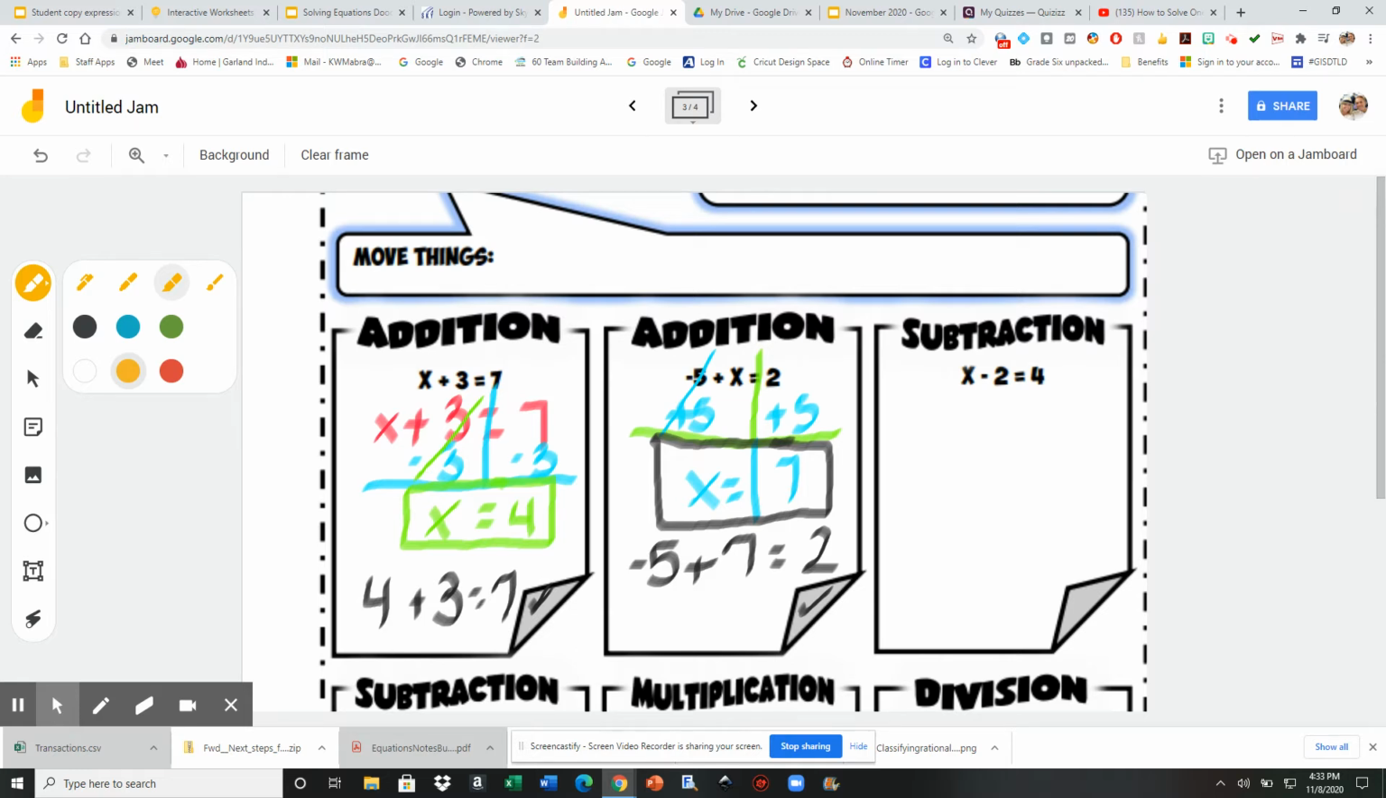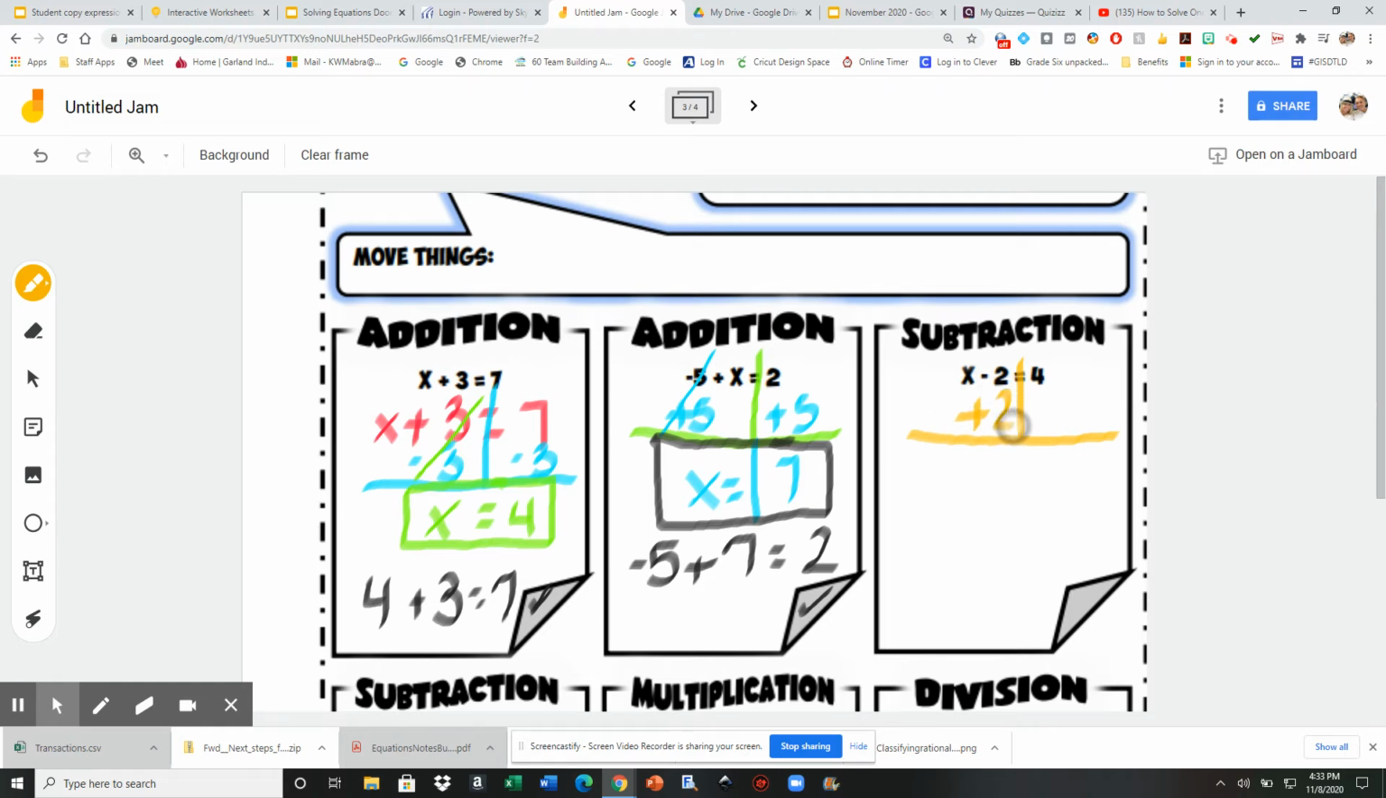All right, so I have a subtraction problem. X minus 2 equals 4. First thing I want to do is draw that line and separate it out. Okay, is x by itself? Why, no, it is not. X right now is with minus 2. So what is the opposite of minus 2? The opposite of minus 2 is plus 2.